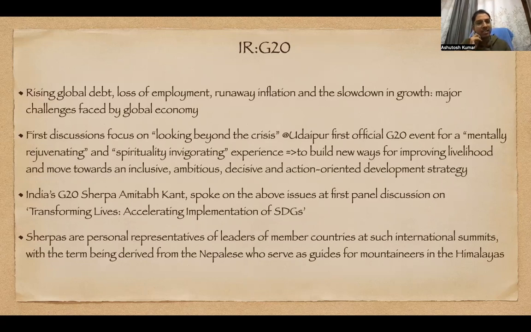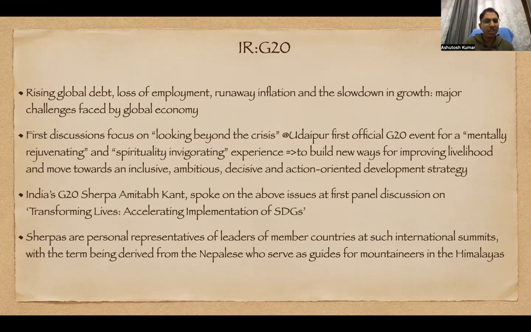Now, what are the major challenges before the global economy that are going to be discussed at the first Sherpa meeting? Rising global debt and loss of employment, runaway inflation, and the slowdown in growth. The first discussion is going to be held at Udaipur, so that is the first official G20 event, and the discussion focus is on looking beyond the crisis. Why Udaipur? Officials say it is because of the mentally rejuvenating and spiritually invigorating experience of the place. They are discussing building new ways of improving livelihood and moving towards an inclusive, ambitious, decisive, and action-oriented development strategy, meeting the SDG agenda also. The first panel discussion is on transforming lives, accelerating implementation of SDGs.